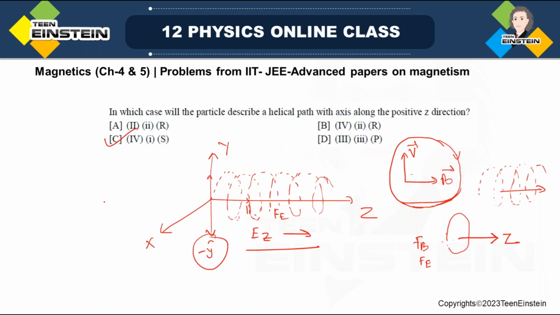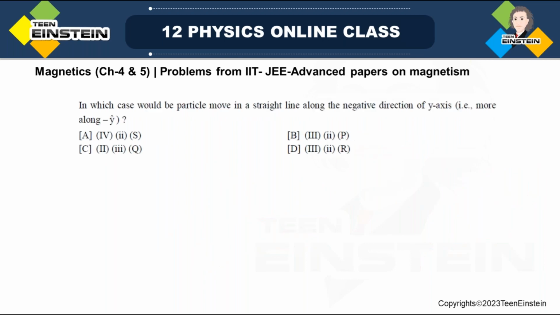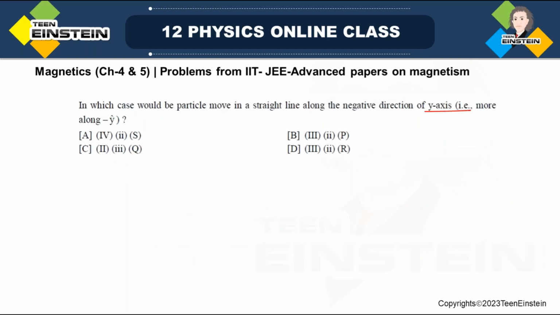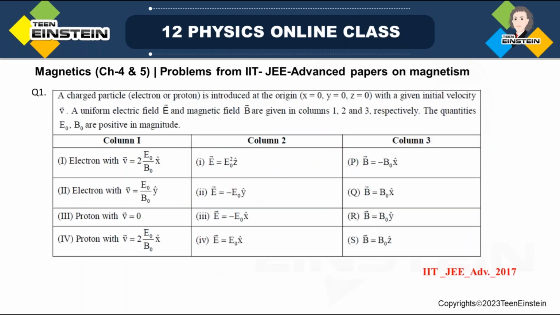Okay, we'll go to the next question related to the same table. In which case would the particle move in a straight line along the negative y direction? How will the charged particle move in a straight line along the negative y direction? Let us see the options. The first option is 4, 2 and s.